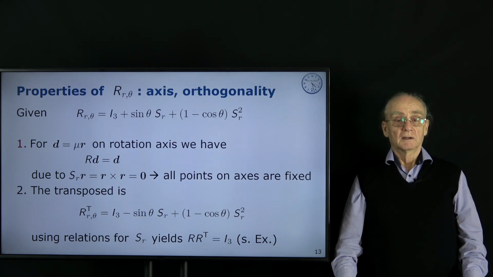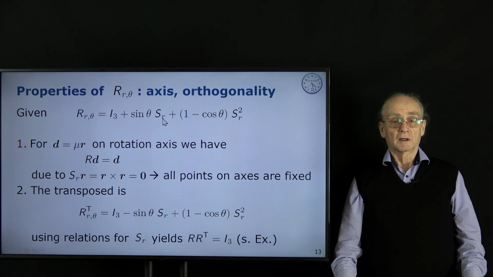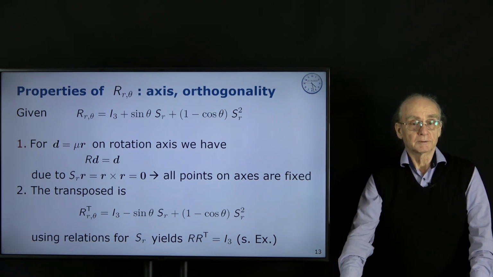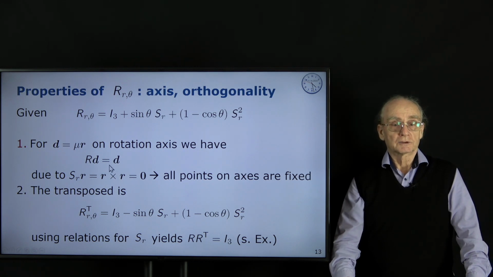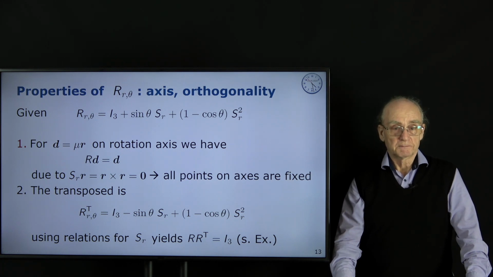How do we see this? Now just multiply this expression with D. So we see here I multiplied with D, which leaves us with D. And then we have here the multiplication of the skew-symmetric matrix of R multiplied with D, and because D is parallel to R, the cross product of R and R is 0, and we have the same here. So just these two, the second and the third term cancel, and we are left with the rotated vector being identical to itself. So all points on the axis are fixed points.